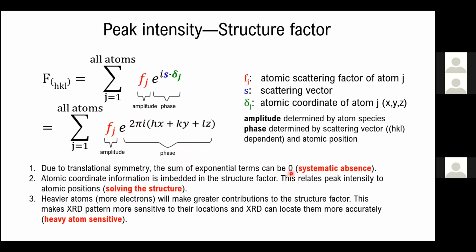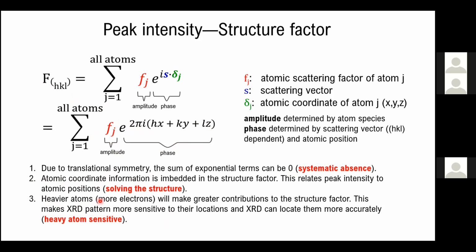So if the structure factor is zero, then the intensity is definitely zero. That's associated with the systematic absence. We'll show a specific example later. And also, as I keep saying, the amazing part of X-ray diffraction is solving structures to know the specific positions of the atoms. Everything hinges on this correlation between the structure factor and the atomic positions.